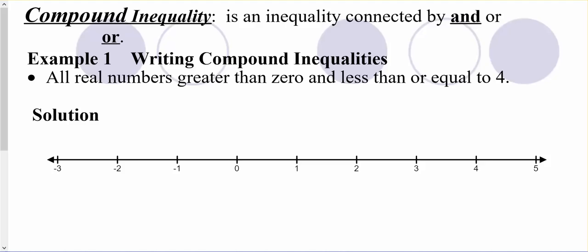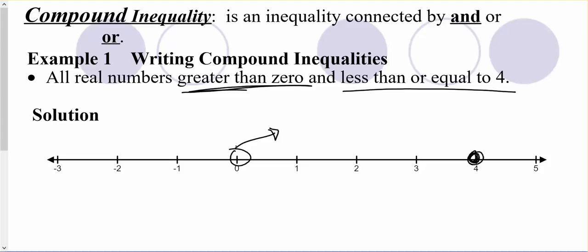If we were to graph this compound inequality, all real numbers greater than 0 and less than or equal to 4. So all numbers that are greater than 0. What would that look like? Greater than 0 would be an open circle, and numbers that are greater than 0 go to the right. And less than or equal to 4. Less than or equal to means closed circle because it has the equal to part of it, and numbers that are less than 4 go this way.